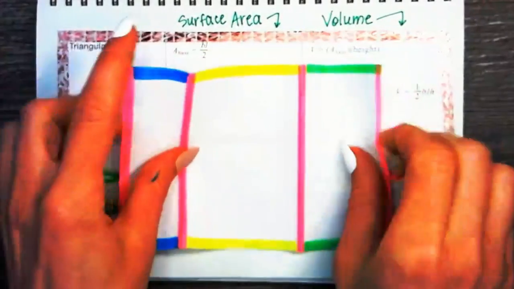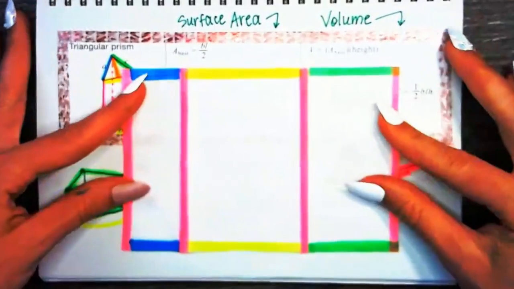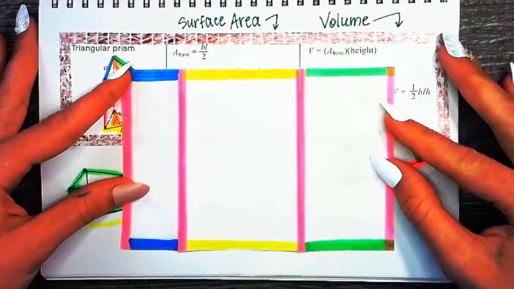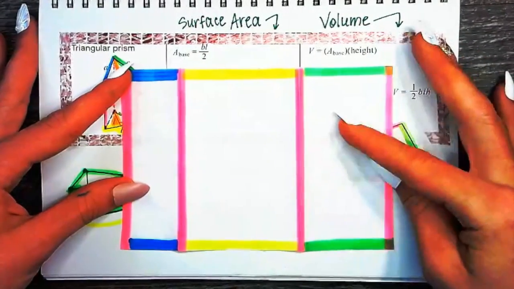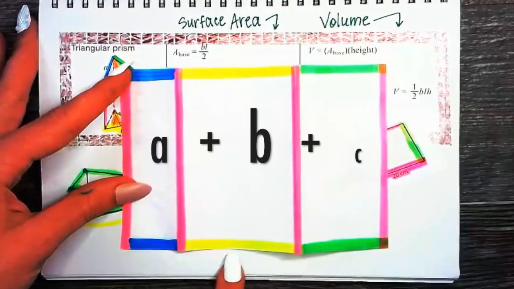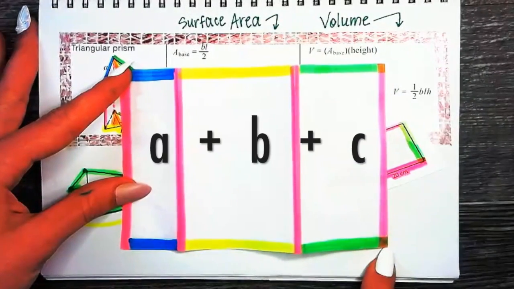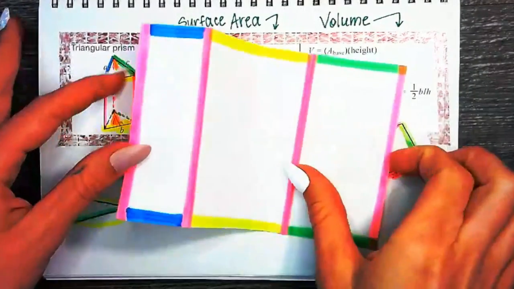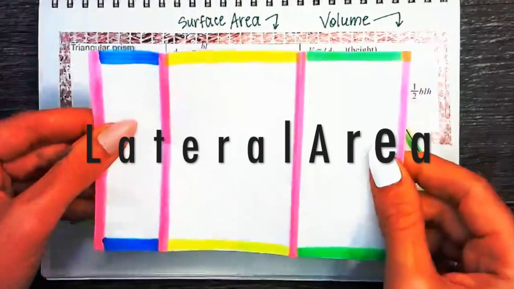Sure, but if you unravel it and kind of think of it like this, you could just do one big base times height. So the height, the pink, is always the height. The base is A plus B plus C. So the perimeter of the base times the height gives us our lateral area.